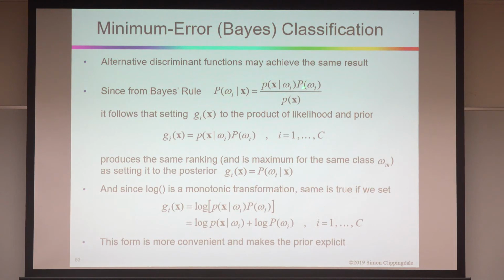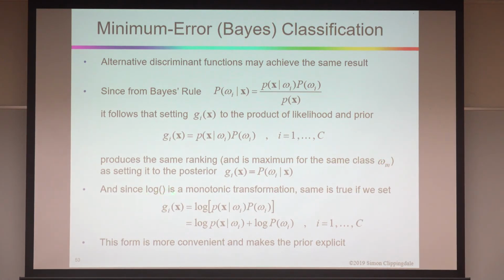And so you can set your discriminant function here to the top of this fraction here, P of x given omega i times P of omega i. So this is the likelihood times the prior probability of omega i. And that will give you the same ranking as if you used the posterior probabilities. And it will therefore be maximum for the same class, omega m.